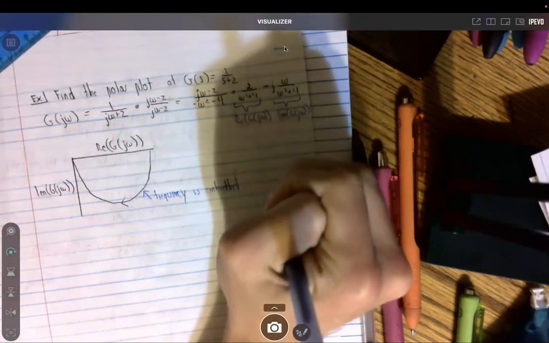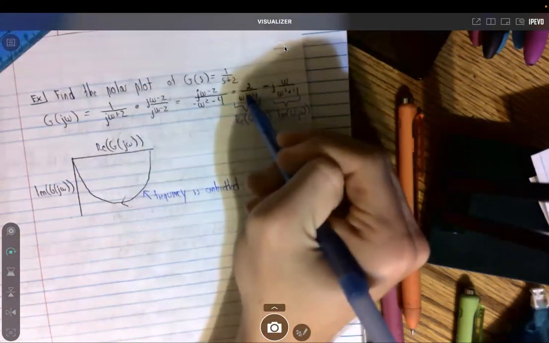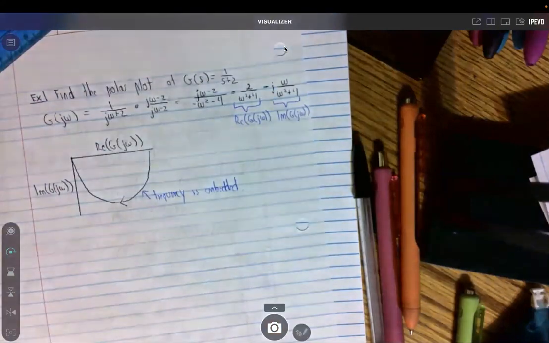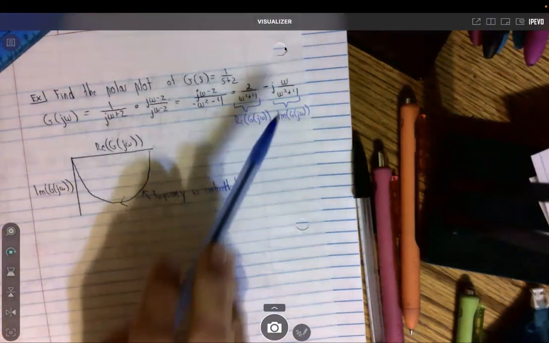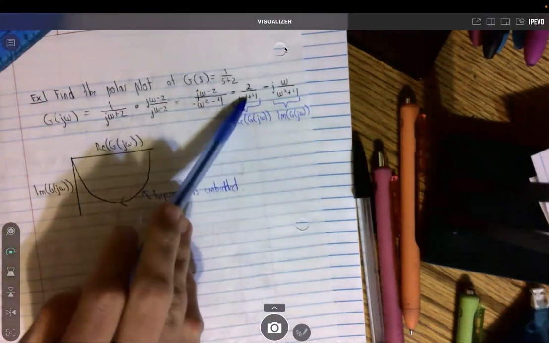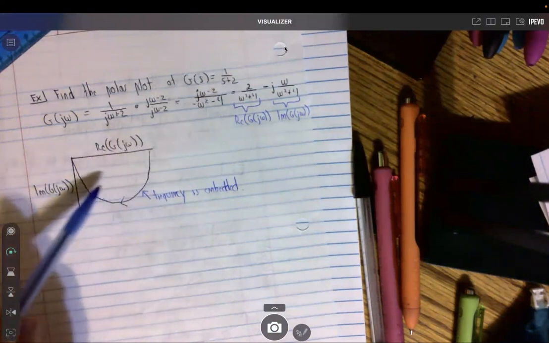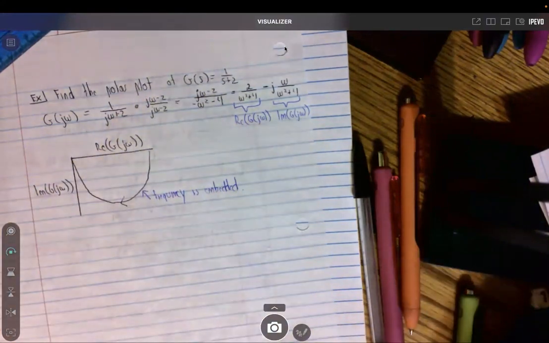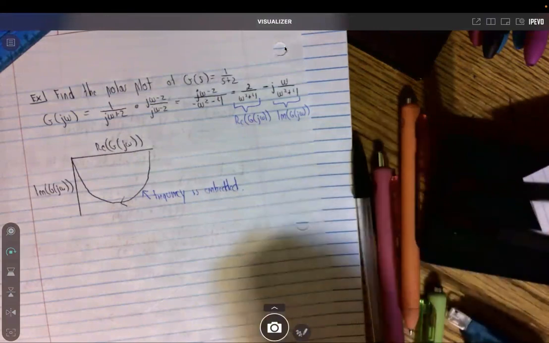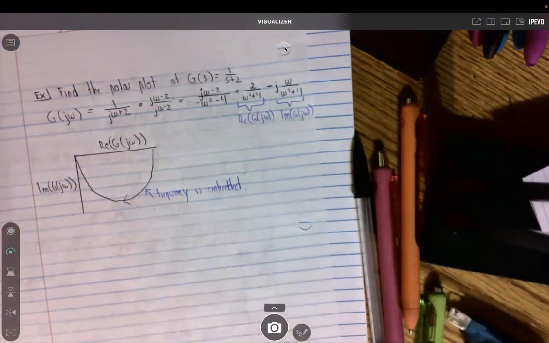So that would be how you would make the G j omega plot, by looking at the real part and the imaginary part. And from this, you're able to graph your polar plot. You plug in values of omega in order to determine what's my real part value and what's the imaginary part value. So those would take a long time. So I don't see that being tested on.